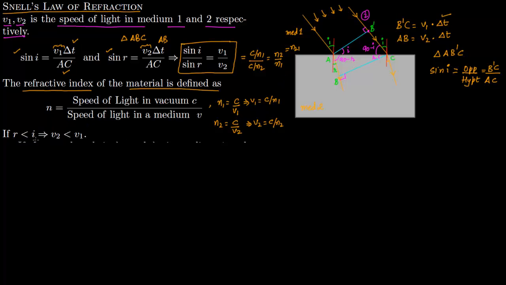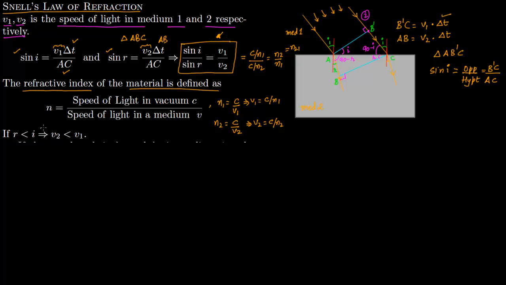Now we focus on this equation. If R is less than I, that is denominator is less than numerator, then V2 has to be less than V1. So that means if this angle R is smaller than the angle of incidence, that is this ray is closer to the normal as compared to here, then velocity in this medium, V2, is less than V1. Or you can say if the velocity of the ray on entering the medium becomes less, then the angle of refraction is less than the angle of incidence. So we are doing nothing, we are just using this equation.